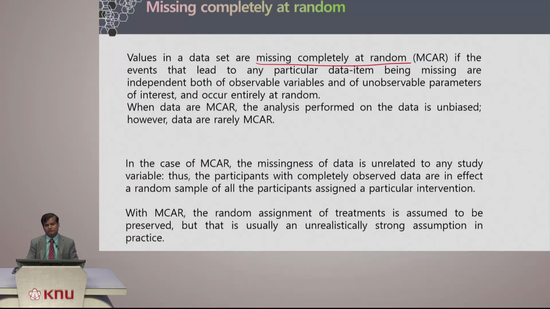Sometimes when you have data missing, the random assignment of treatment is assumed to be preserved, but that's usually an unrealistic assumption. So this can happen, missing completely at random, if an event that leads to a particular data item being missing is independent both of observed variables and of unobserved parameters of interest.